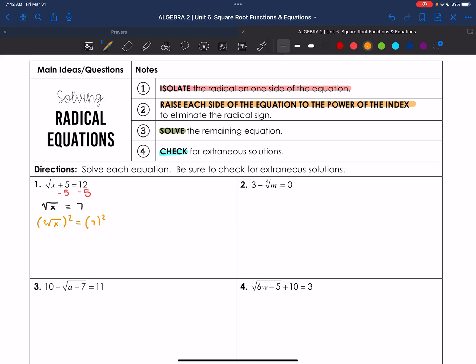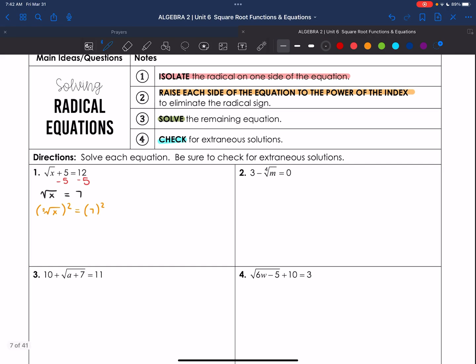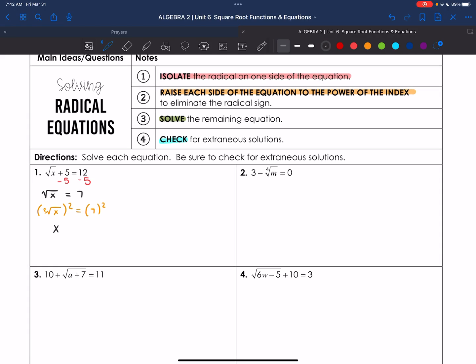And let's go ahead and write what that would simplify to. That's just going to be x equals 49, because 7 squared is 49. And there's really no need for step number 3. This is the end of our solving process here.